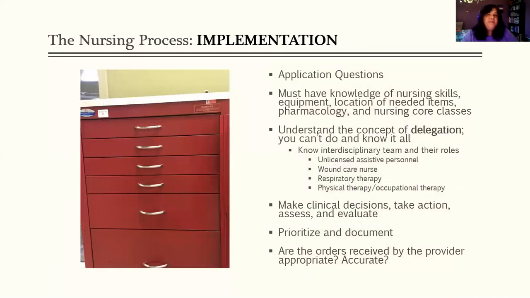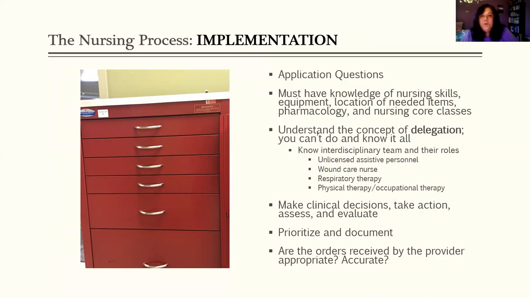The next phase, the fourth phase of our nursing process, is implementation. This is when we put, how do they say it, the rubber to the road. So these questions are application based. What are we doing, and how are we going to do this? So this is where we have to have knowledge of nursing skills. We have to know how to do the things that we need to do to reach our goal or our outcome. We have to understand the equipment in the facility. We also have to know where are the items that I need.